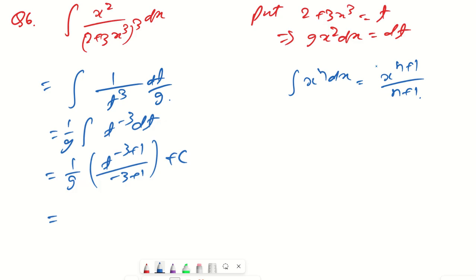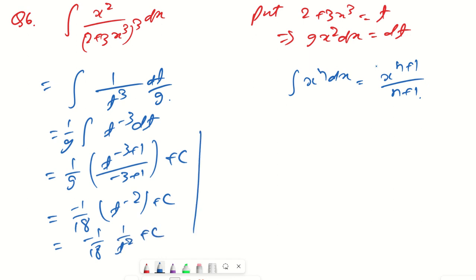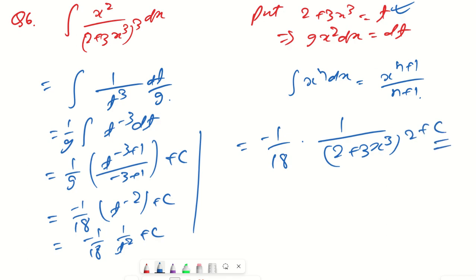So this is going to be minus 2, right, so minus 1 by 18 t to the power minus 2 plus c. So this can also be written as minus 1 by 18 into 1 by t square plus c, and later you replace that t by this value. So this is going to be how much? Minus 1 by 18 into 1 by t square, that is nothing but 2 plus 3x whole cube whole square, plus some constant c. So hope you now have a very good idea about how to solve this kind of questions.